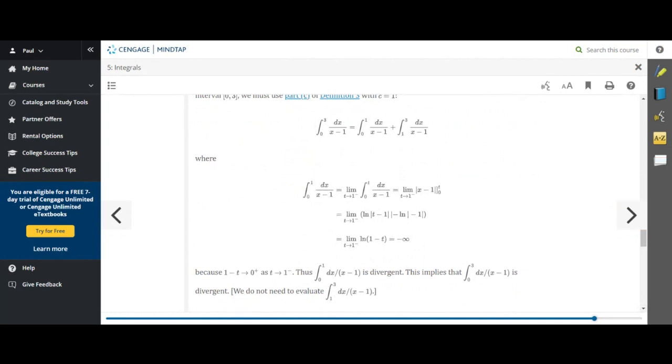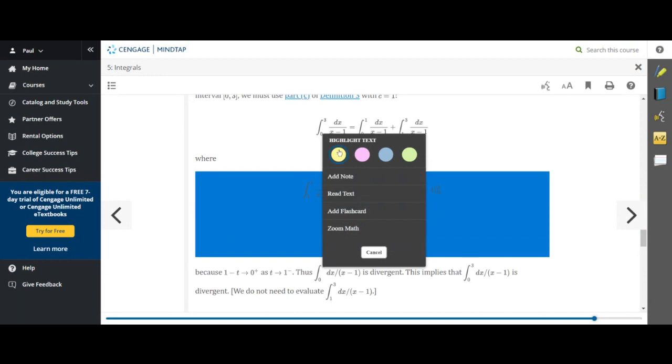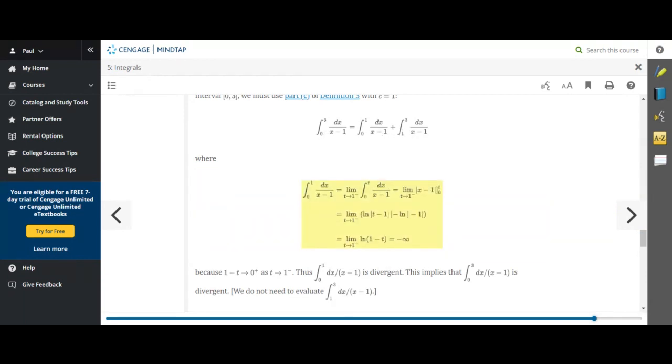Yeah, so you see the work there. So there you get negative infinity. And so that means that first integral was divergent, so the entire integral is divergent. You don't need to evaluate it. You just say diverges.